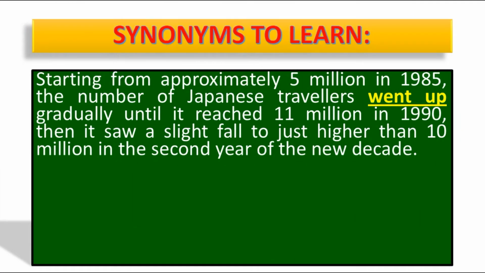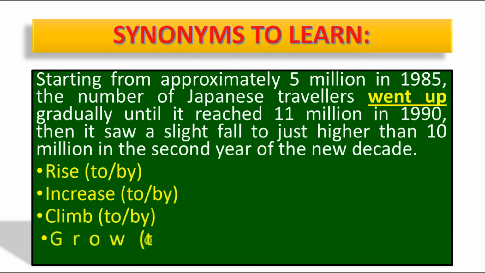And it is "went up." So you know "went up" is the past form of "go up." And "go up" means rise, increase, climb, or grow. Just listen to me one more time and I'll change "went up" with, let's take, "increase." Okay, starting from approximately 5 million in 1985, the number of Japanese travelers increased gradually until it reached 11 million in 1990. And you can change the "went up" with any of these words in the list. They can be rise or climb or grow. It's up to you.